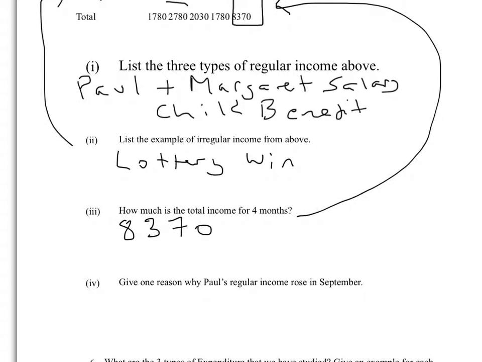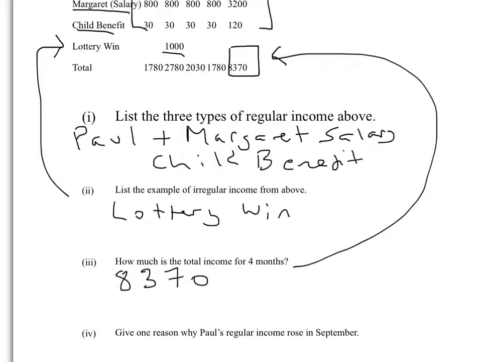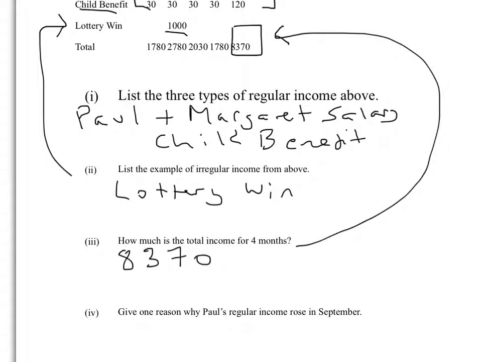And finally, give one reason why Paul's regular income could have rose in September. Well, based on our studies in class, guys, we said reasons why extra income can be received are things like overtime, or a bonus, or extra commission. Okay? So, based on our studies, we already know that that is true.